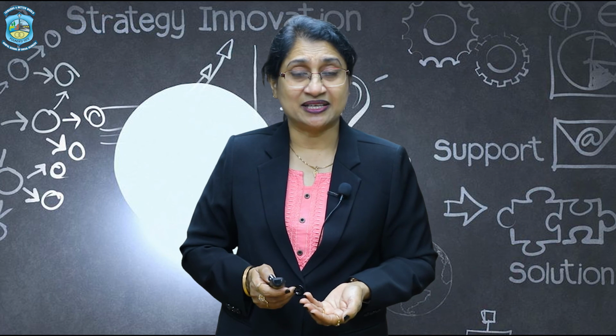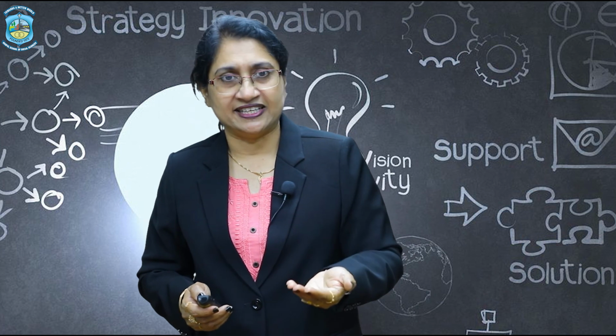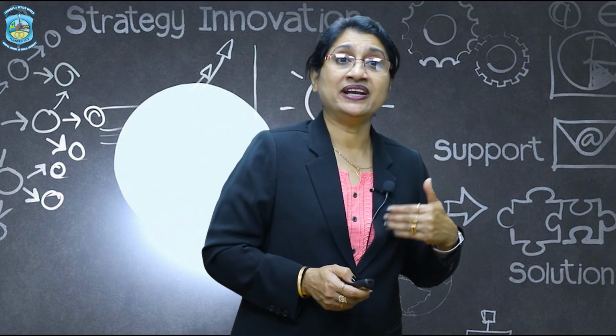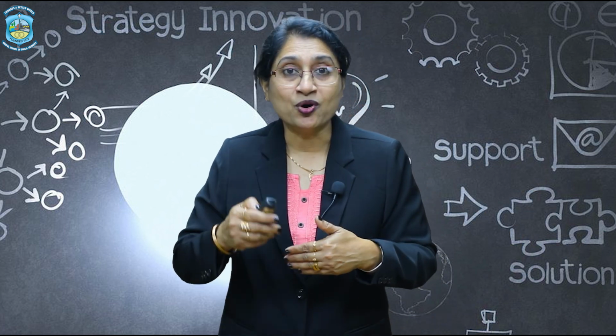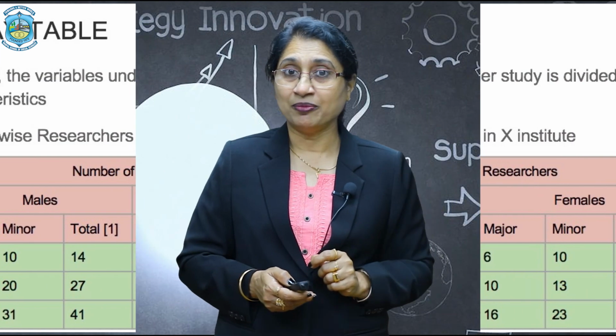Whereas, in a complex table or a two-way table, you will find that it is giving me more details, like how many males and how many females. Moving on to a three-way table, you will find this is more explanatory. It is giving me more details and shows me that there are males and females and separately the number of male and female faculty who have undertaken major and minor researches in the faculties of science and commerce.